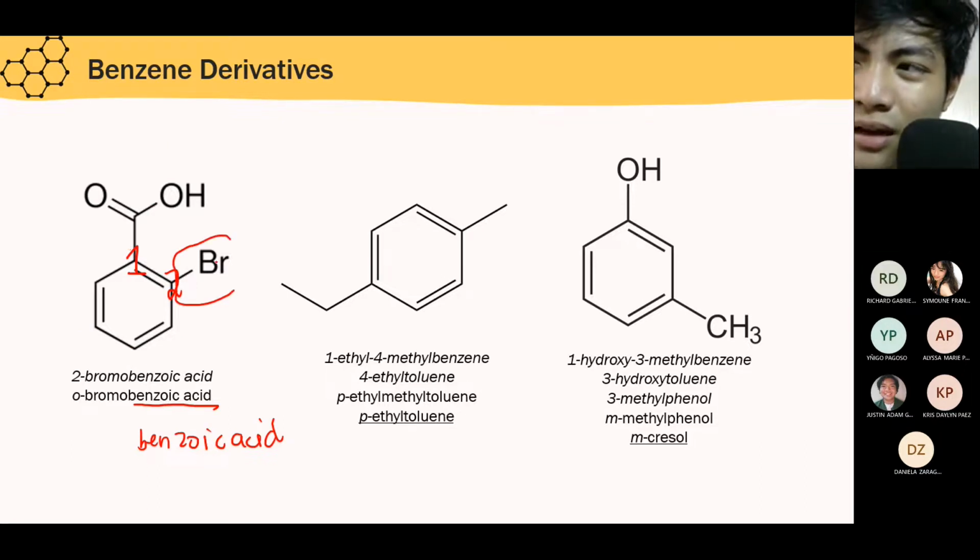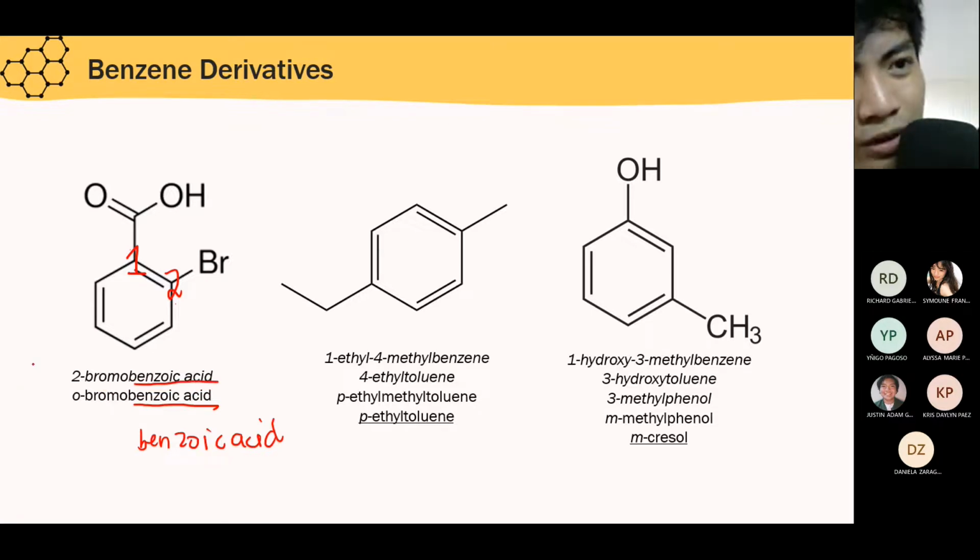So, the 2 is connected to the bromine. So, that's 2-bromo. And you have your parent chain, which is benzoic acid. So, that's why we call it 2-bromo benzoic acid. The benzoic acid is your common name. That's your parent chain. And the 2-bromo suggests na may bromine sa second carbon after ng carboxylic group. And just as what we said, kapag dalawa lang substituent mo, you call it the O or the ortho. Okay? So it could be named as ortho, bromo, benzoic acid, or pwede rin namang 2-bromo benzoic acid.